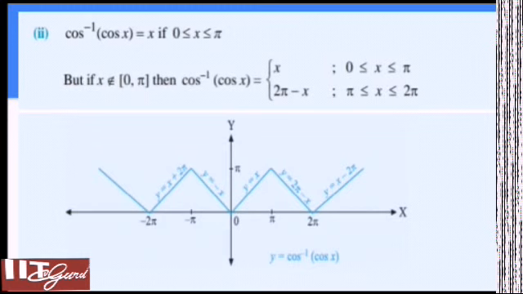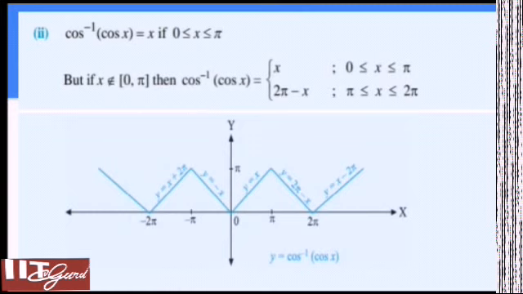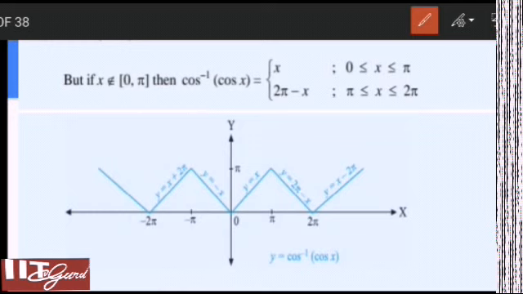Similarly, go for cos inverse cos x also. Cos inverse cos x is x if x lies between 0 to pi. So it splits into only 2 definitions. For angle x between 0 to pi, mind this point, these x are all in radians, then cos inverse cos x is x. When x lies between pi to 2 pi, then cos inverse cos x is 2 pi minus x. So there are only 2 cases. Between 0 to pi, it is x, and between pi to 2 pi, it is 2 pi minus x.